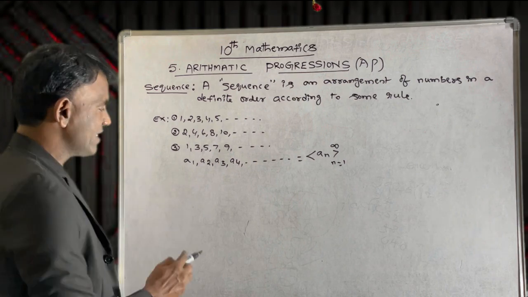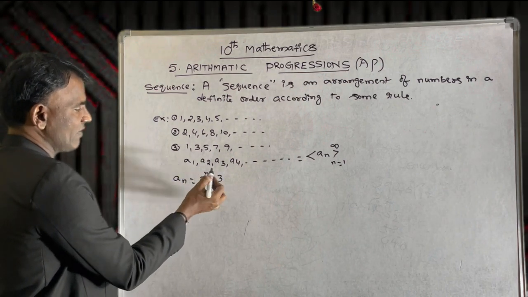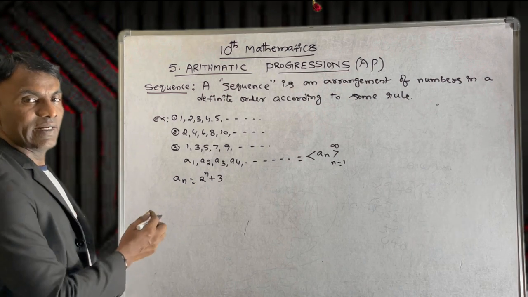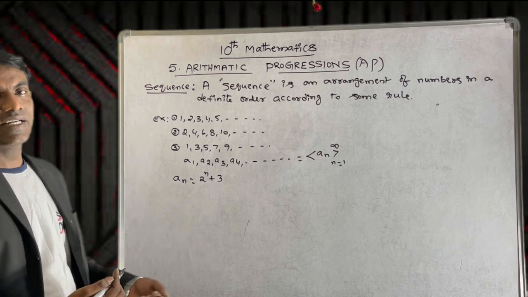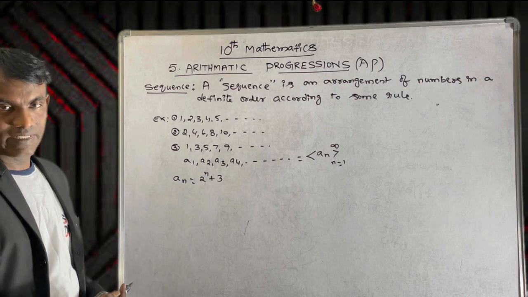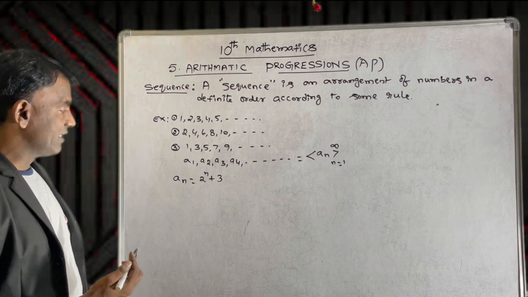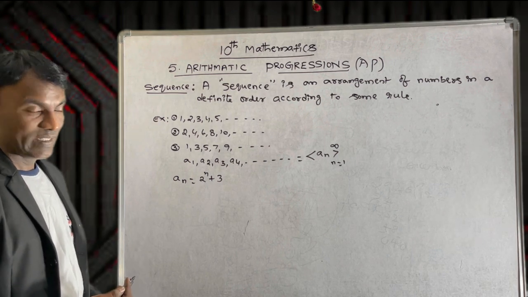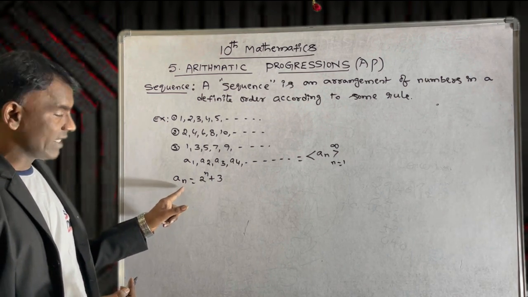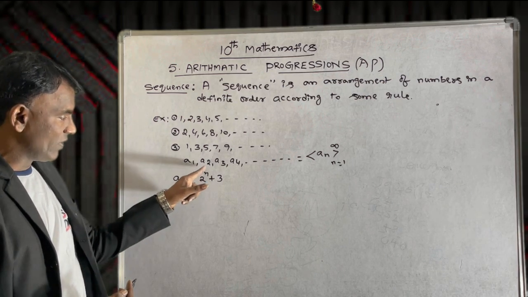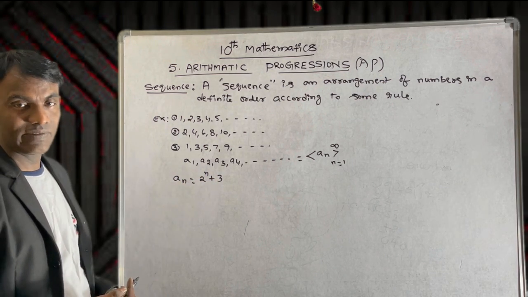And in some cases, an equal to 2 power n plus 3 will be given. And how will they ask the question? Write the first 3 terms, write the first 5 terms, write the first 10 terms. They will be asking like that. In that case, if you want the first 3 terms, we just substitute n equal to 1. If n equal to 1, we get a1, which is 2 power 1 plus 3. 2 power 1 is 2, 2 plus 3 equal to 5.